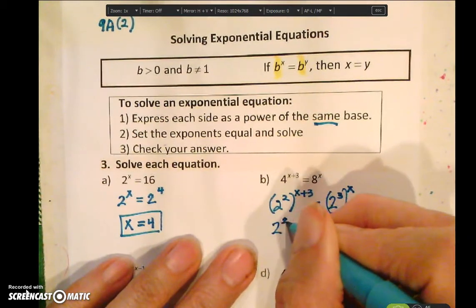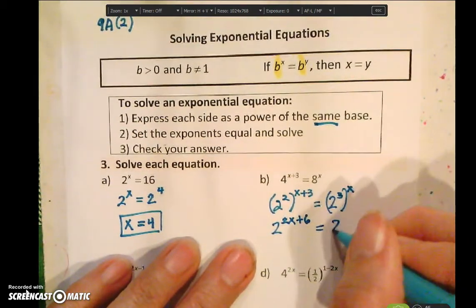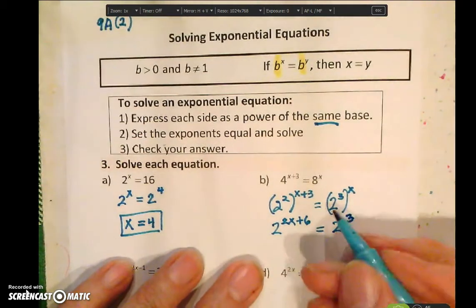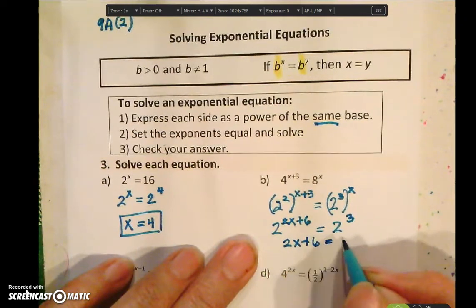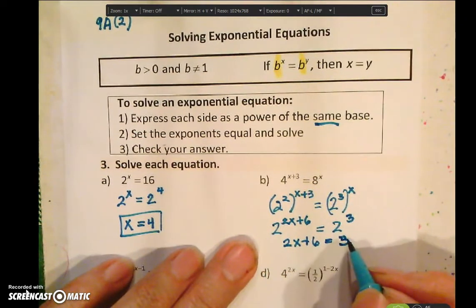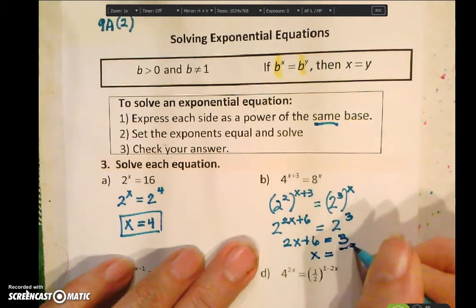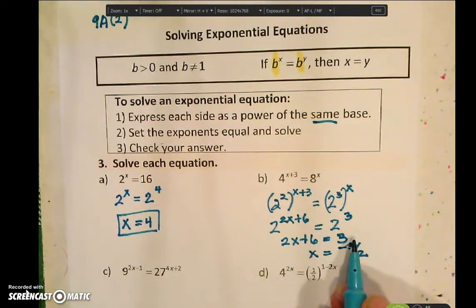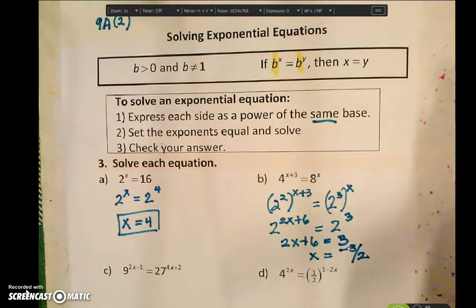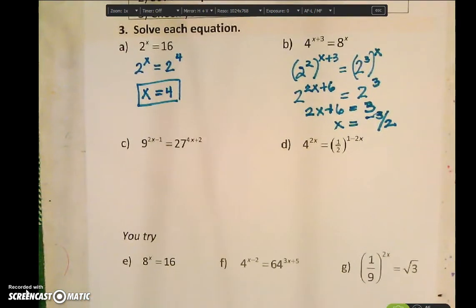I'm going to distribute and get 2 to the 2x plus 6 is equal to, and then multiply here and get 2 to the 3x. Now that I have the same base, I can set my exponents equal: 2x plus 6 is equal to 3x. I'm going to subtract my 6 over there and get negative 3, and then divide by 2. So I'm going to end up with x is equal to negative 3 divided by 2. I ran out of space there, but subtract 6, then divide by 2. And there's my answer.